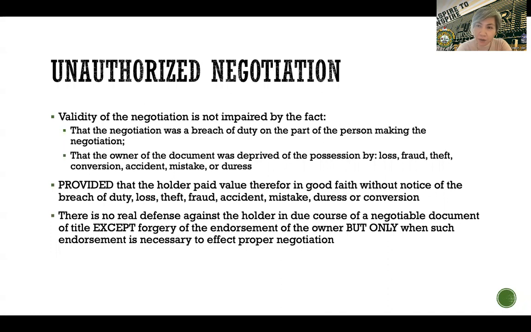Unlike in our negotiable instruments law, where you are a holder for value, there's no real defense against the holder in due course of a negotiable document of title, except only for forgery of the endorsement of the owner. Okay, but only when such endorsement is necessary to effect proper negotiation. So if it's deliverable to the bearer, then there's no need for this. There's no defense. The holder or transferee will really acquire title.